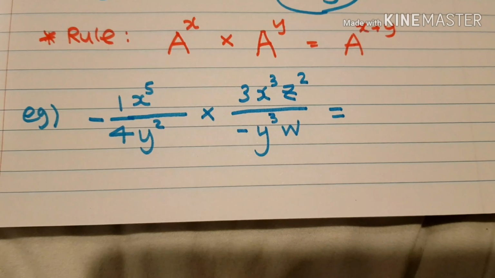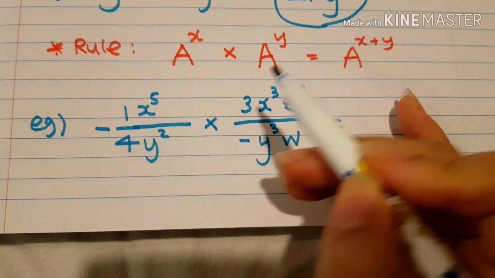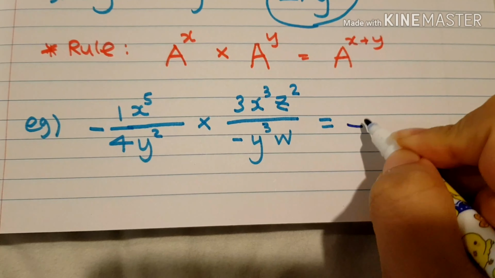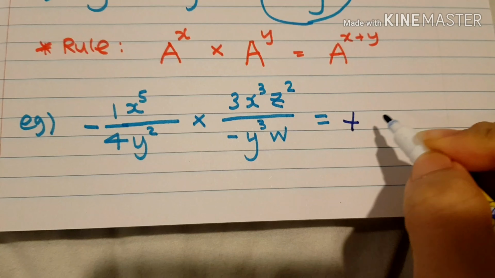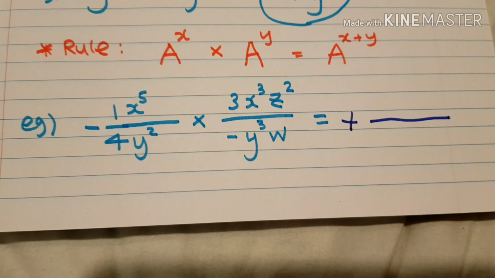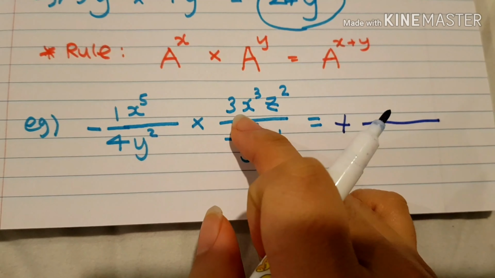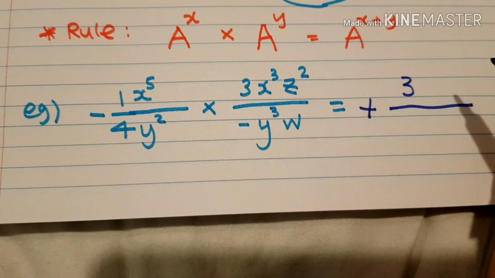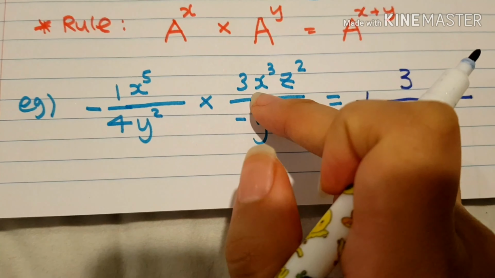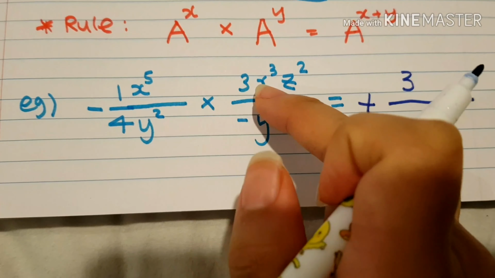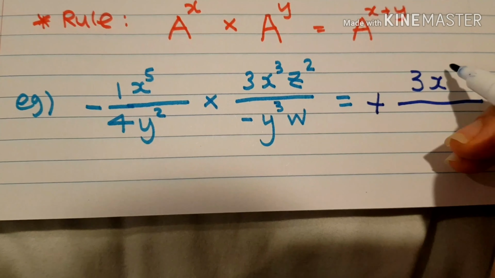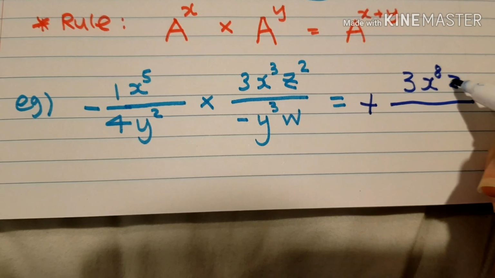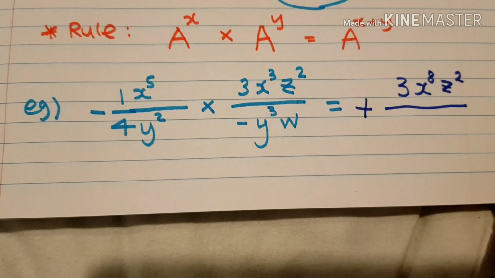Let's look at the number first. Okay, so therefore, negative, negative, that becomes positive. Okay, I'm going to rule the line over. Right, 1 times 3, that is at the top, I'm going to write 3. How many x's? X is the same, so I'm adding the power, therefore x to the power of 8, because I'm adding them. Z, I have just z by itself.